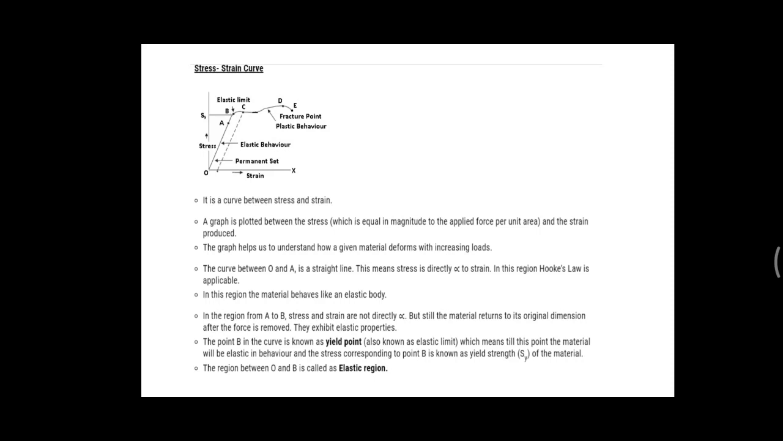And from origin O to B, it is called the elastic region, where from O to A, the body is following Hooke's law. From A to B, it is not under Hooke's law consideration, but still, as we are removing the load, the body can regain its original shape, position and dimension. Hence, we can say from O to B, the body is under elastic behavior, known as the elastic region.